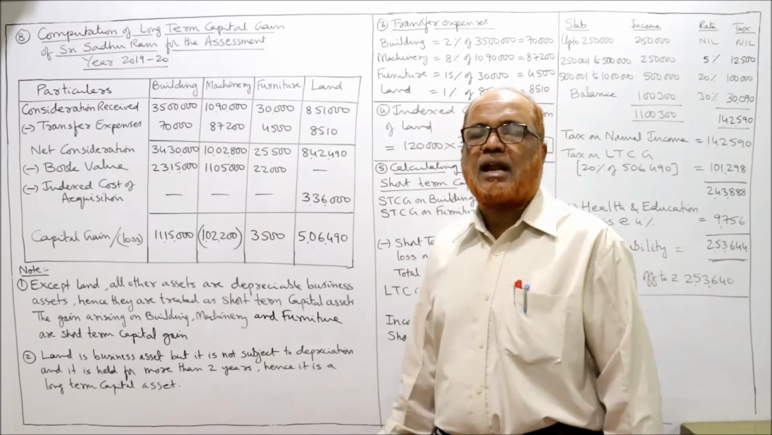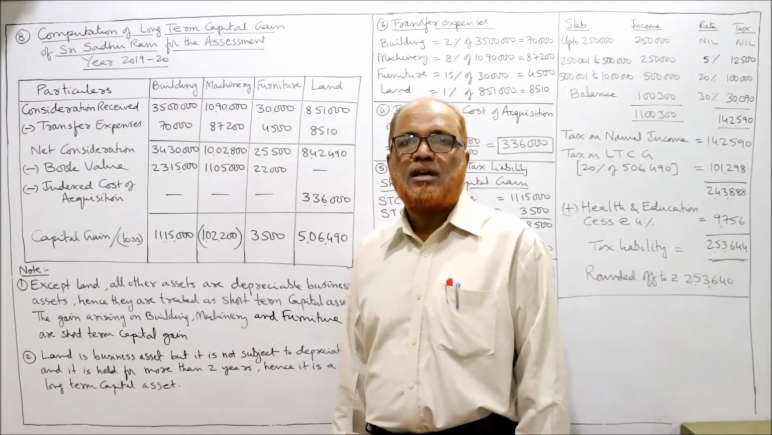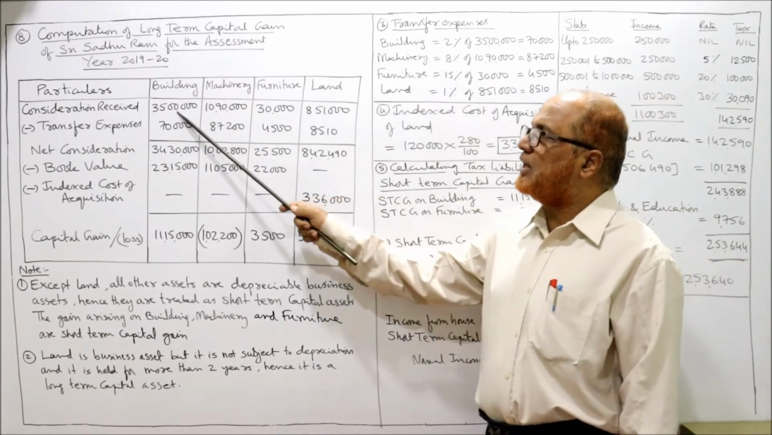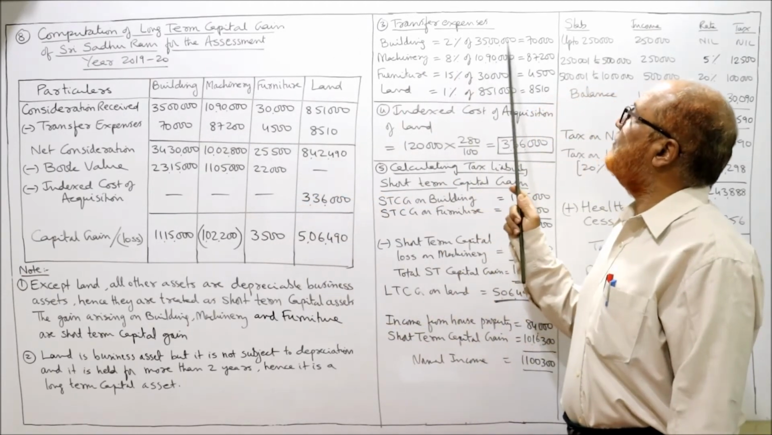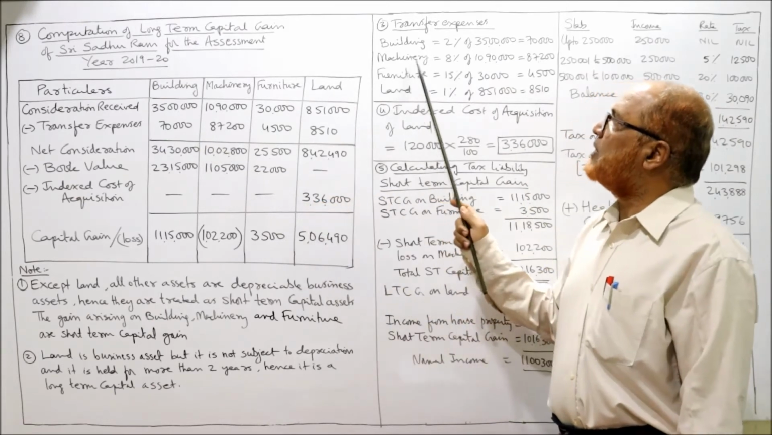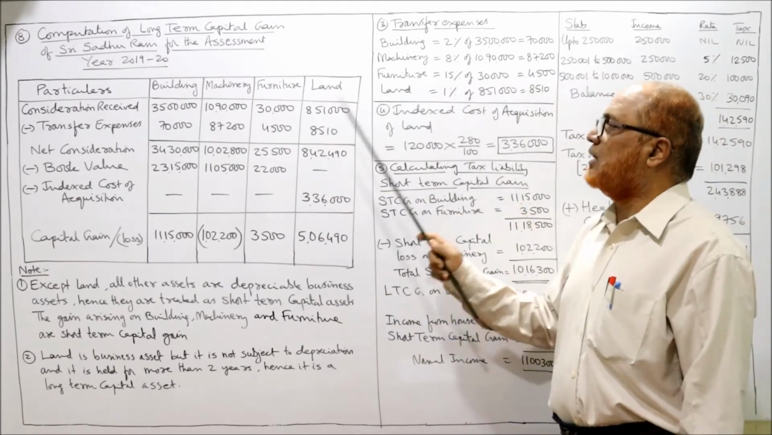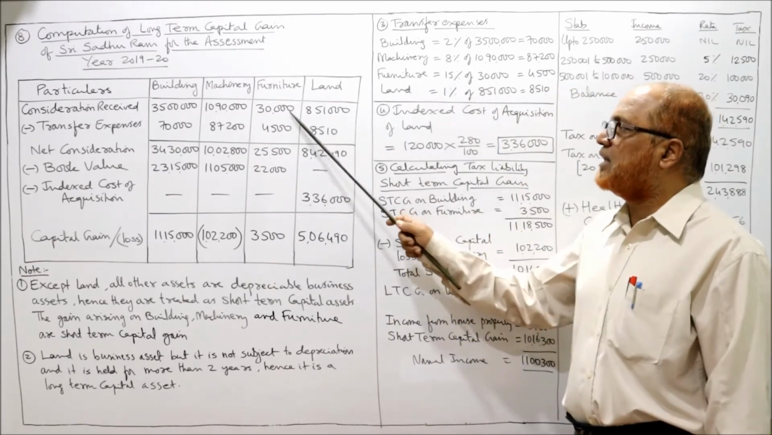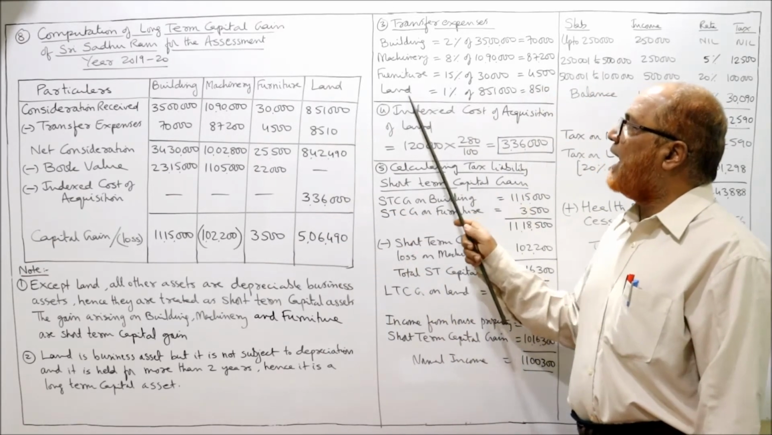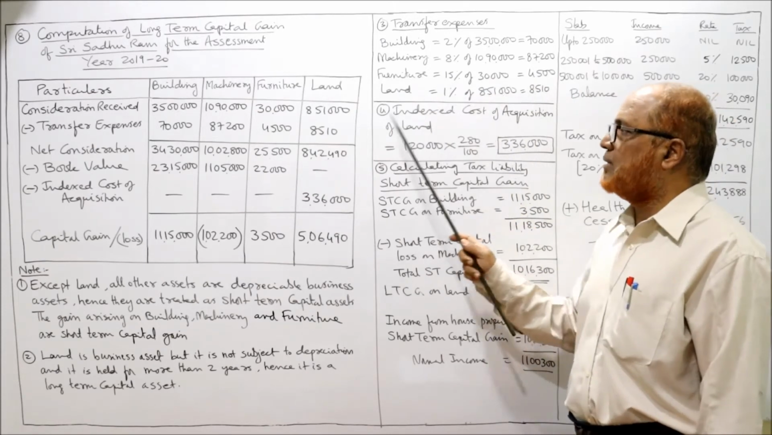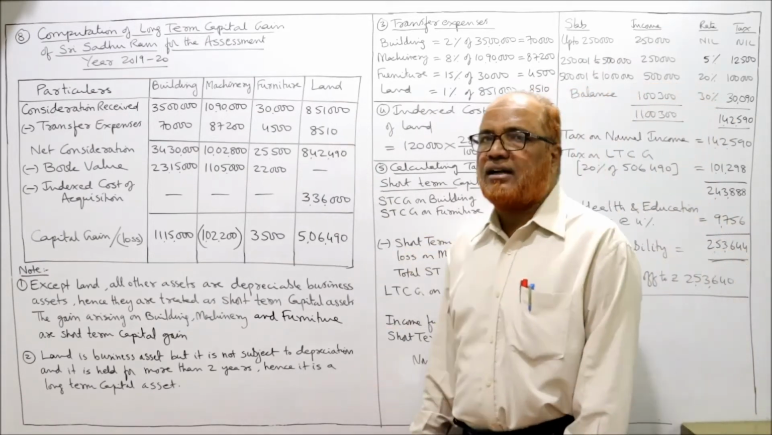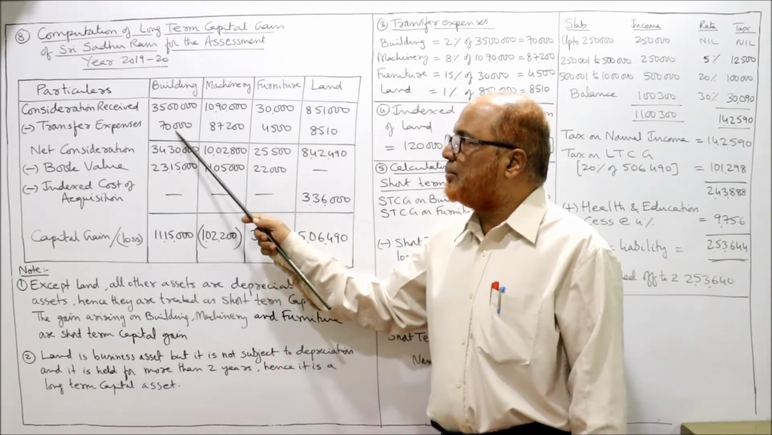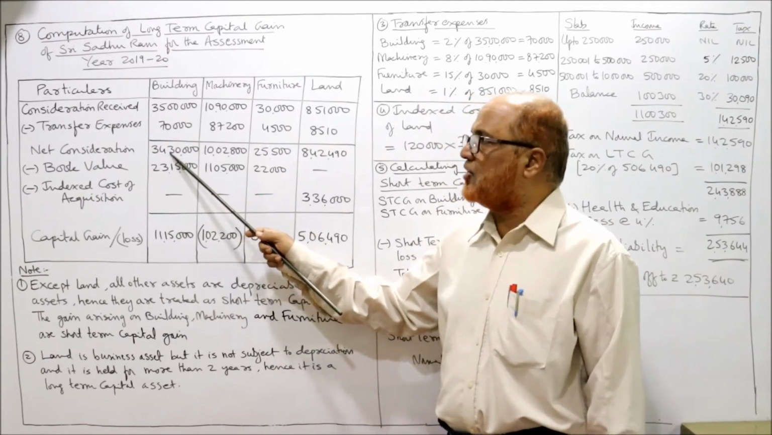Transfer expenses are the selling expenses. It is given in the problem. Building 2%, so 2% of 35 lakh comes to 70,000. Similarly, machinery 8% of 10 lakh 90,000 is 87,200. Similarly furniture 15% of 30,000 is 4,500. Land 1% of 8 lakh 51,000 is 8,510. So we have taken transfer expenses. So consideration received minus transfer expenses gives net consideration.